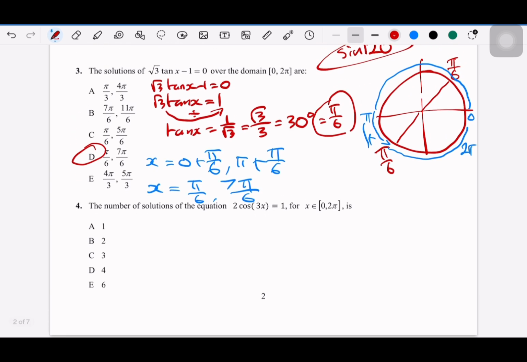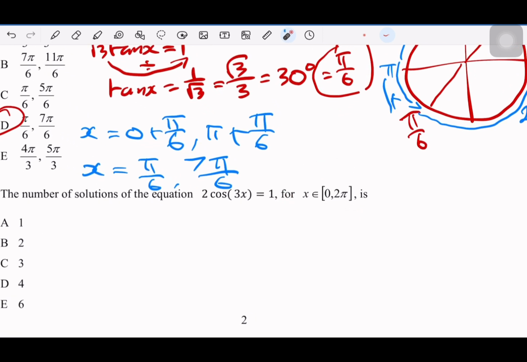So the next equation is asking you for the number of solutions possible of the equation 2 cos 3x equals 1 for the domain of 0 to 2 pi. Now for this type of equation, you only have to consider the coefficient of x. The coefficient of x in this case is 3, and that applies directly to the domain. And how does that apply?